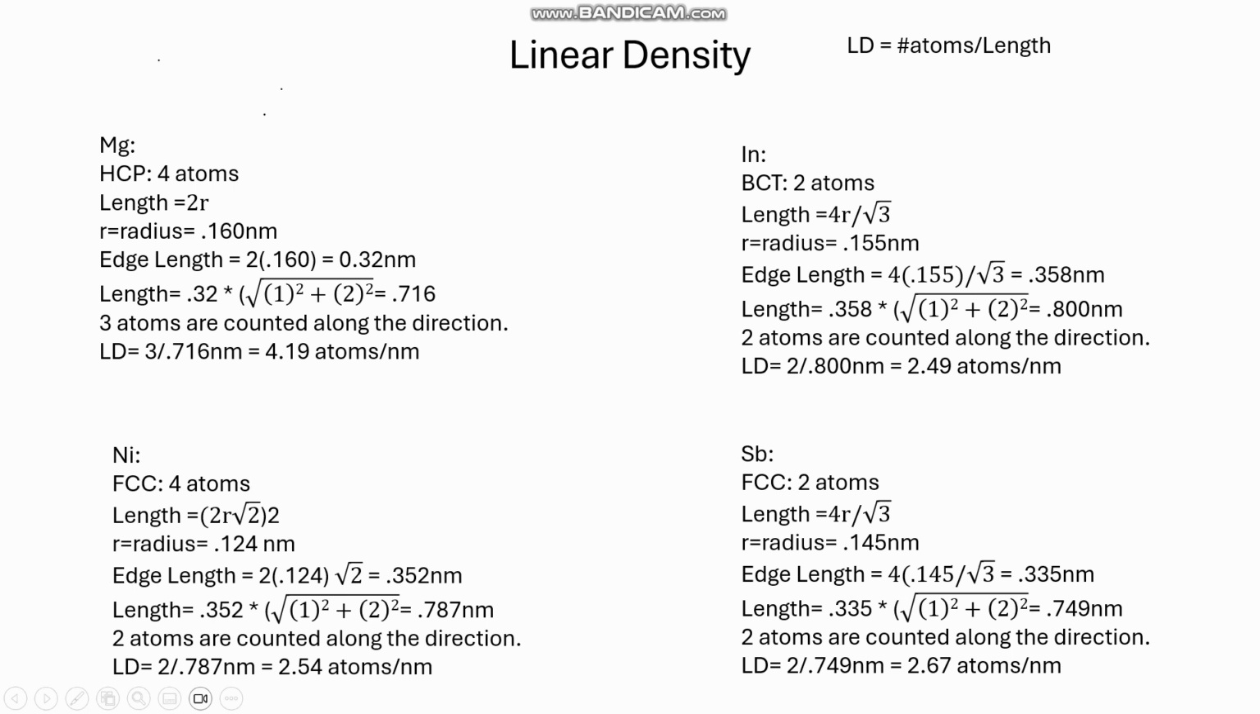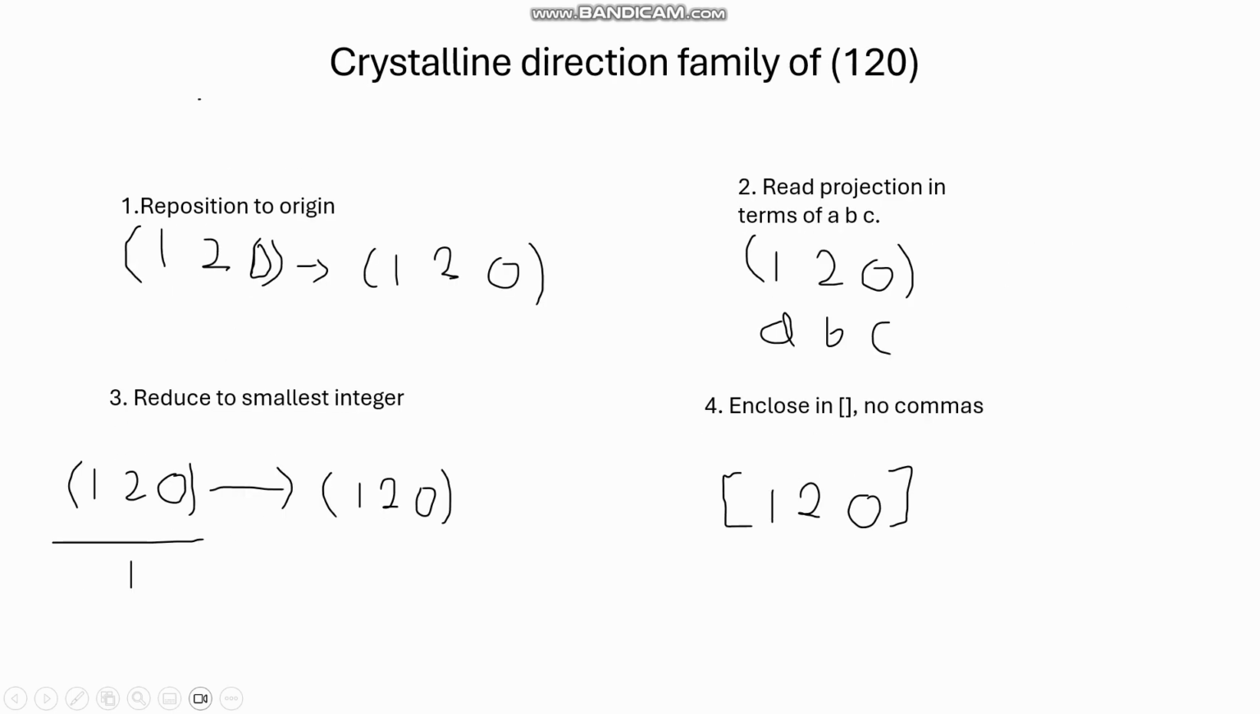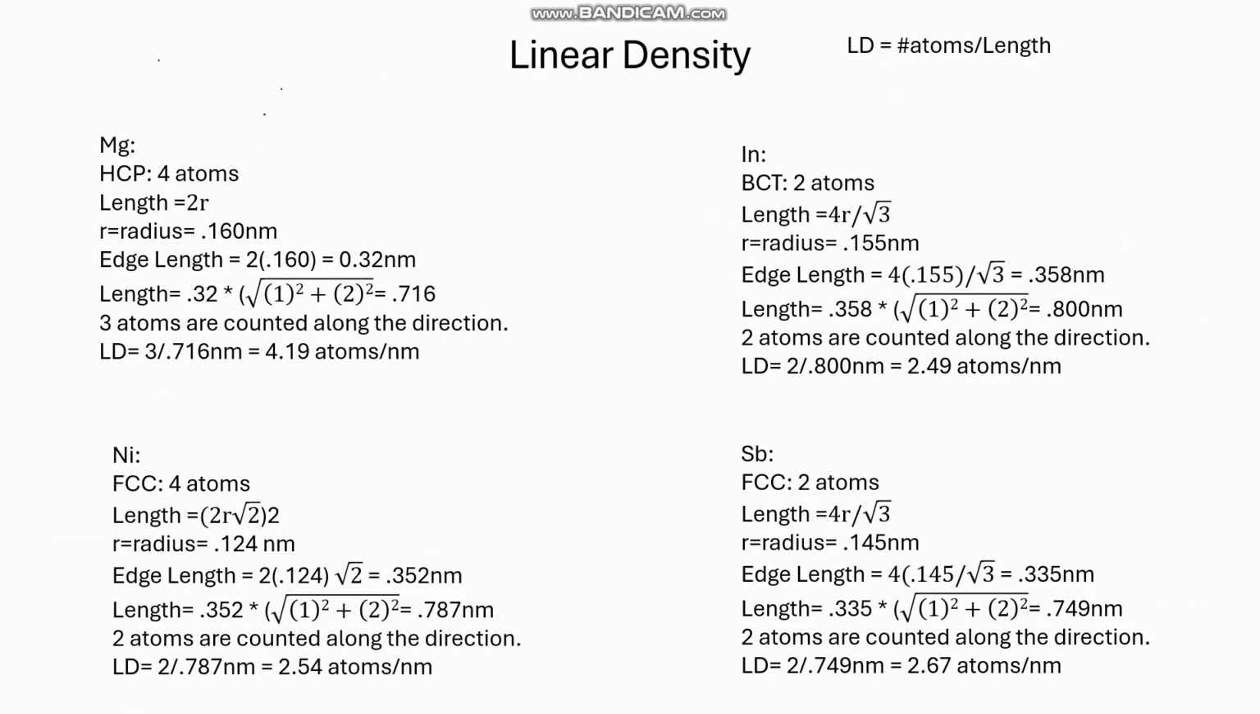All right, here we got linear density. We got the equation up here. Linear density is equal to number of atoms divided by the length. From my previous reference, we have this, but I did the calculations roughly. The length you have to derive from what type of unit cell you're looking at. For HCP, it's 2R for the length, for BCT, 4R over square root of 3, and so on. But I'll go over one, and then I'll quickly go through the rest.